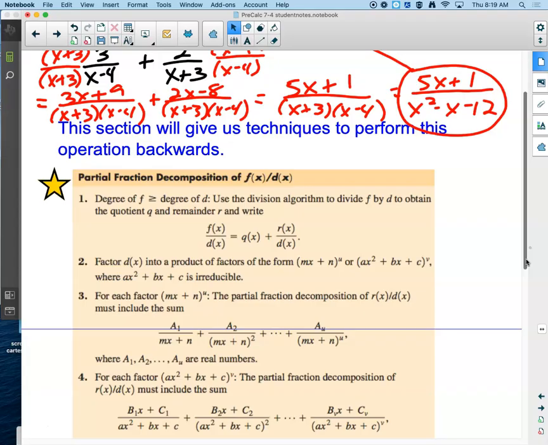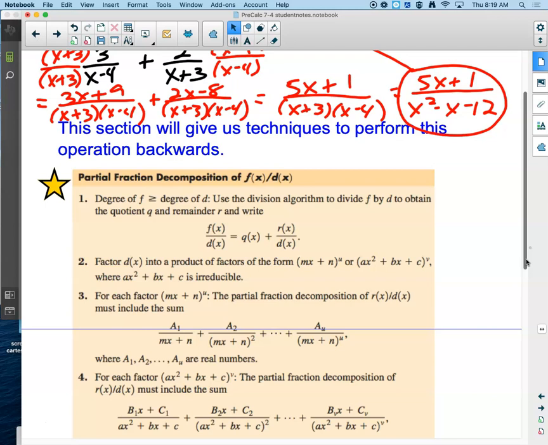So, number 2, factor your denominator, d of x, into a product of factors of the form. And notice we've got our linear factor here, mx plus n, to some power, if we need it to be, or an irreducible quadratic factor right there. Or ax squared plus bx plus c is not reducible. We cannot factor it any further.